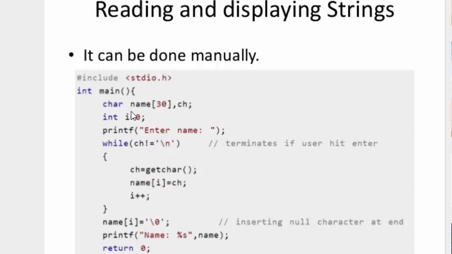Let's say we have taken an array with name and size is 30 and it is of character type, and ch is the variable of character type, and integer i we are taking to progress the loop. So this is the loop variable here, and we simply want to read the elements of the loop. So here the loop will be executed till we terminate it by hitting the enter button. So as soon as we press enter, it will be terminated.